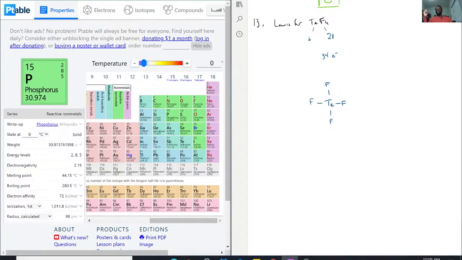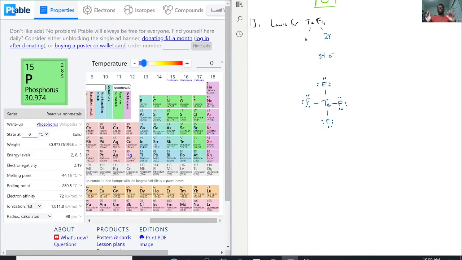And now we're going to fill the octet for the fluorines first. So each fluorine right now is sharing 1 of its 7, so it's going to be 2, 3, 4, 5, 6, 7 for each of the four fluorines. So there we go, we have fluorine complete.